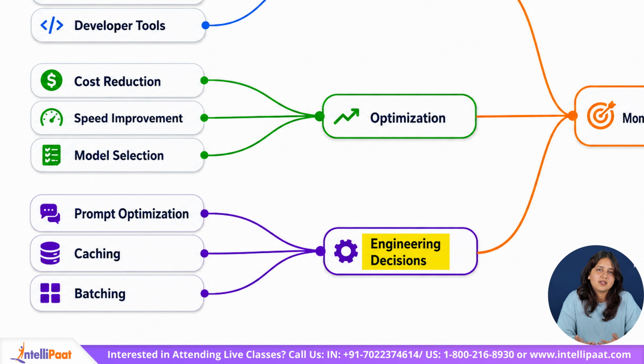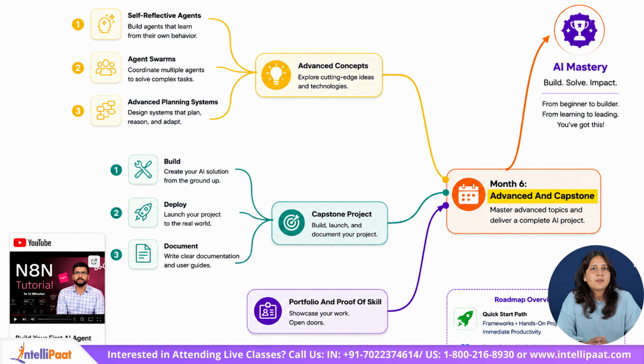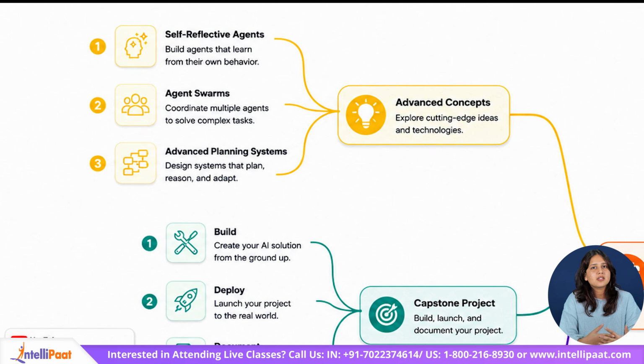And finally, month 6 is all about going advanced and proving what you can actually build. Here, you move beyond standard agent workflows and start exploring more complex ideas like self reflective agents, where systems evaluate and improve their own outputs, agent swarms, where multiple lightweight agents collaborate at scale, and advanced planning systems where agents can reason through long, multi step tasks with better structure and control.